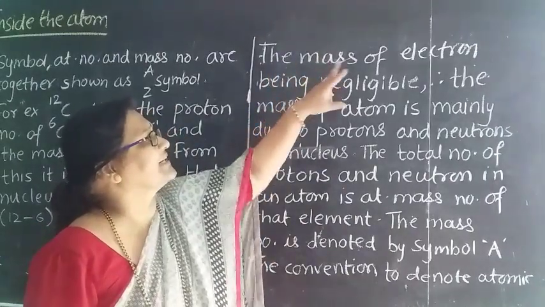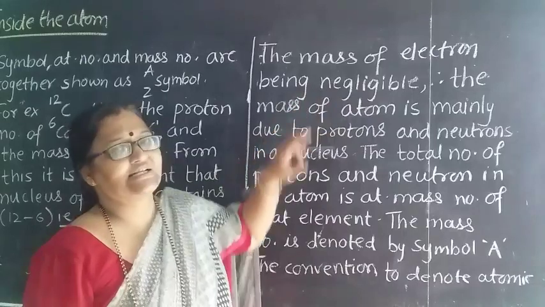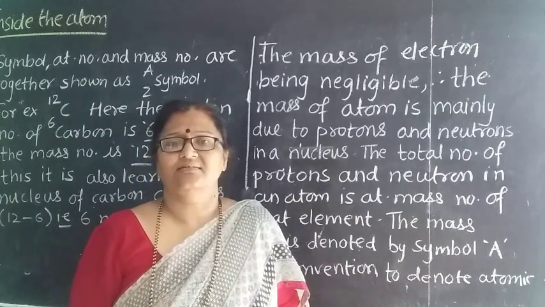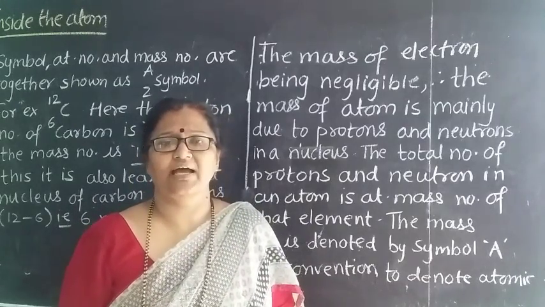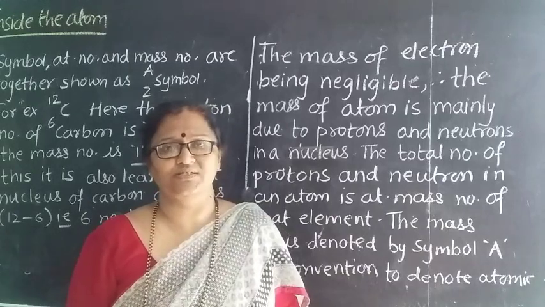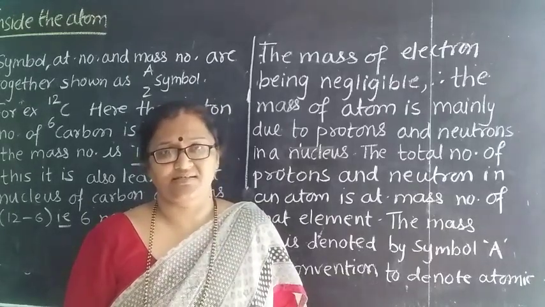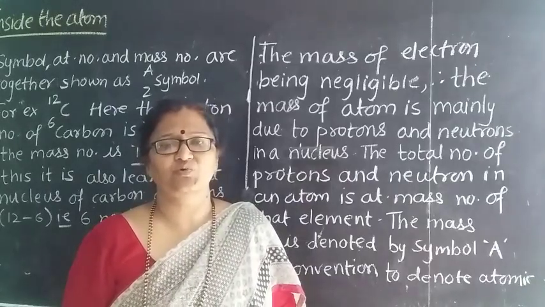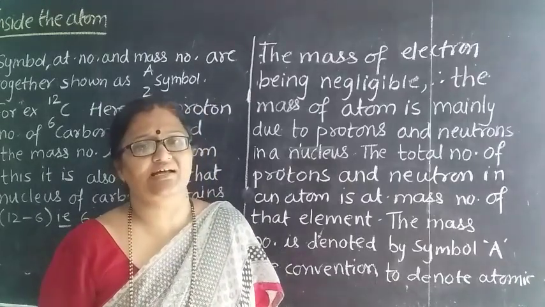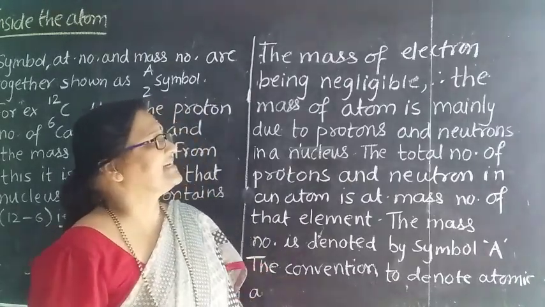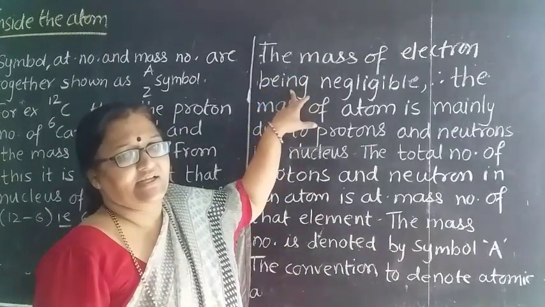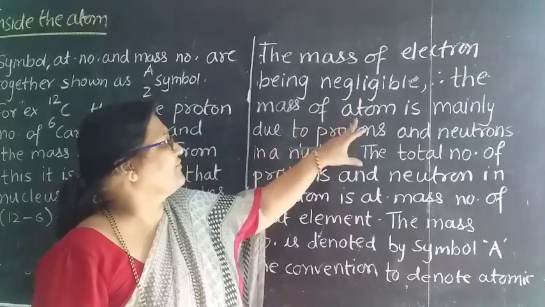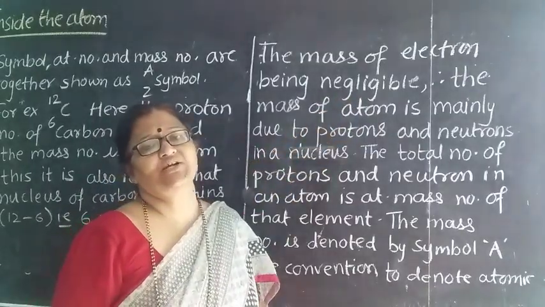The mass of the electron is negligible. We know that the atom contains a nucleus and the electrons are revolving around it. In the nucleus there are protons and neutrons. Protons are positively charged, neutrons are neutral, and the electrons revolving around the nucleus are negatively charged. We know that. But what is there here? The mass of the electron is negligible, almost negligible, and the mass of the atom is mainly due to the protons and neutrons.